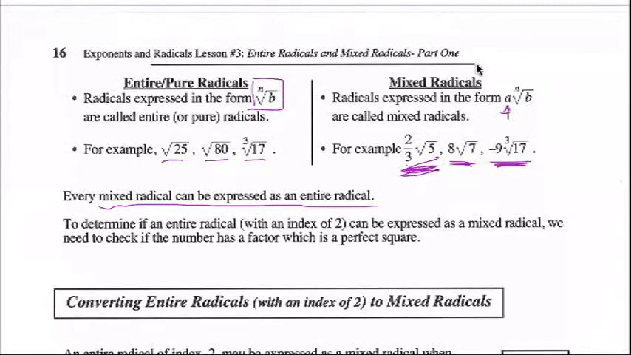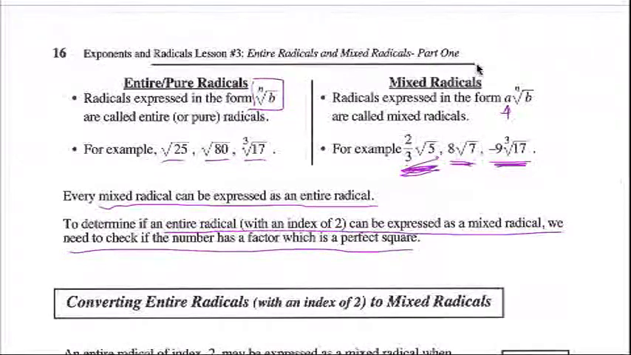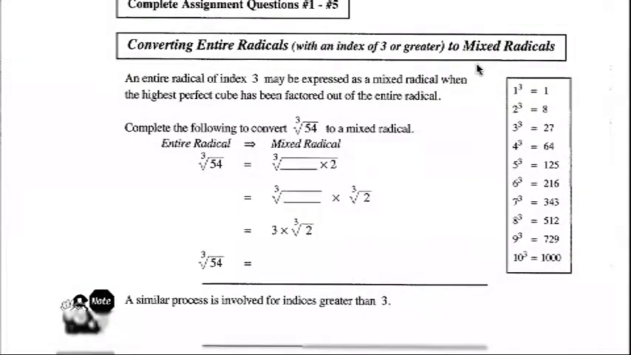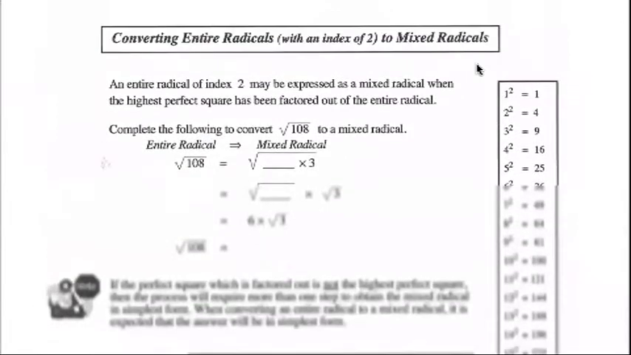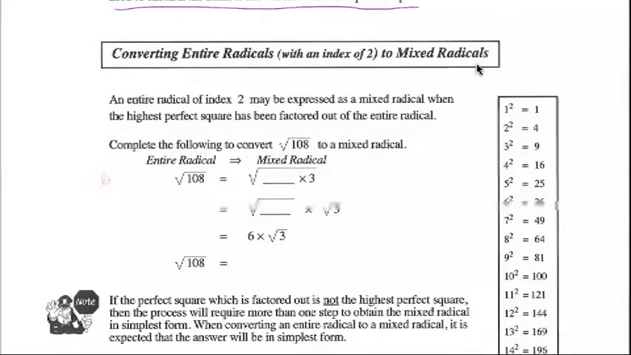To determine if an entire radical with an index of 2 can be expressed as a mixed radical, we need to check if the number has a factor which is a perfect square. So again, there's two ways to do it. You can look for those perfect squares or perfect cubes, or you can do your prime factorization tree. And I'll do some of these both ways, just so we can see them.